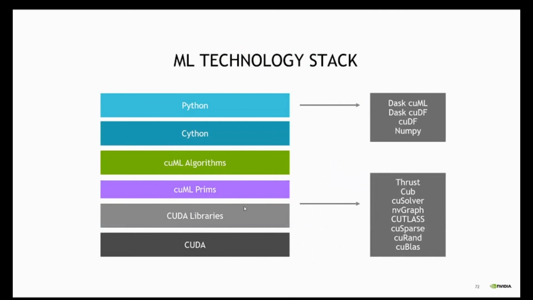And this is the ML technology stack. Again, it looks very similar to cuDF, but here we have added a couple more components. In terms of the libraries, we now use Thrust, CUB, cuSolver, nvGRAPH, cuRAND, cuSPARSE, and cuBLAS as the underlying CUDA X libraries. On top of that, we have a few cuML primitives, and then we have the cuML algorithms implemented on top. And then for these algorithms to run in the Python ecosystem, we have the Python bindings as well.